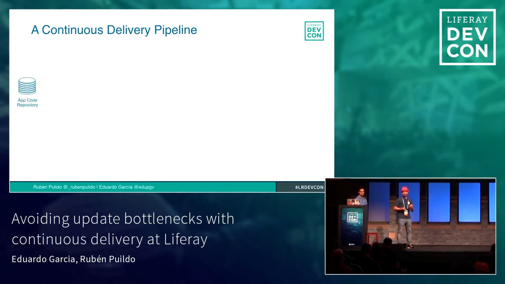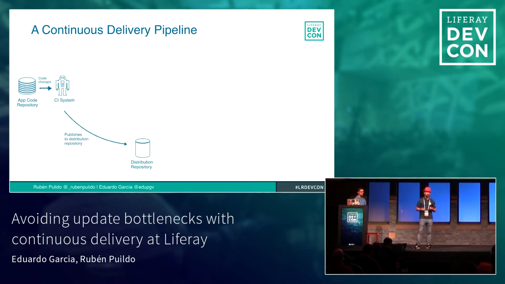So, of course, everything starts with some changes in our code, and once this code has been validated by the development team, those changes will be added to our repository, and automatically we will run our CI test in the CI server. If the test passed, then we will generate a snapshot of our application and push it to a distribution repository. And here comes the new stuff.